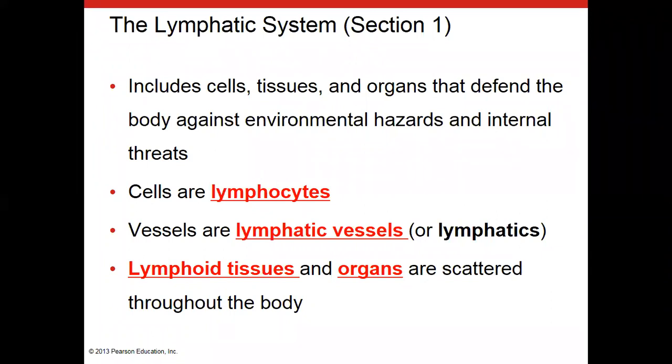Just like blood vessels in the cardiovascular system, where we have arteries and veins, we have lymphatic vessels that are very similar to veins, but they're a one-way route. We'll talk about that. And then there are lymphoid tissues and organs that are scattered throughout the body, but located in areas that are most important to fight infection.